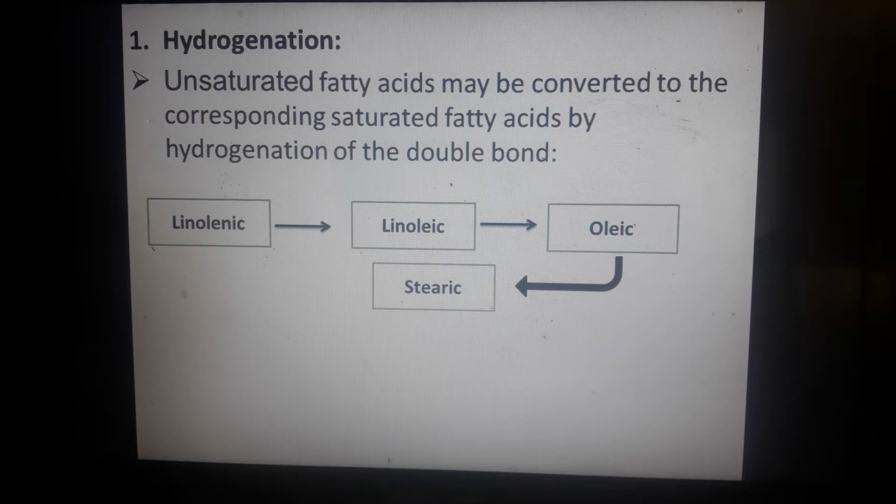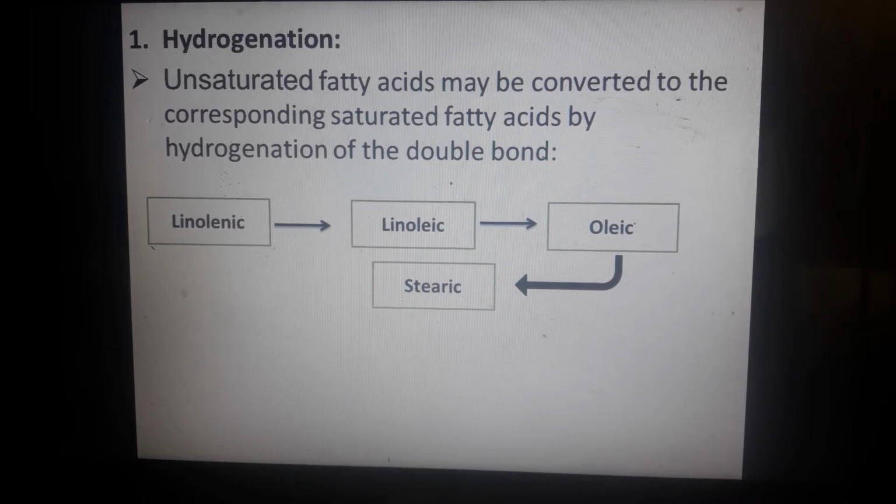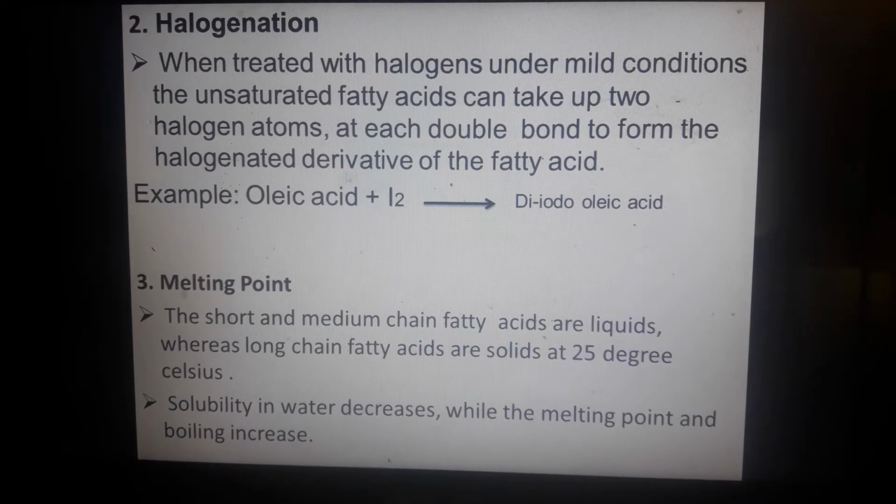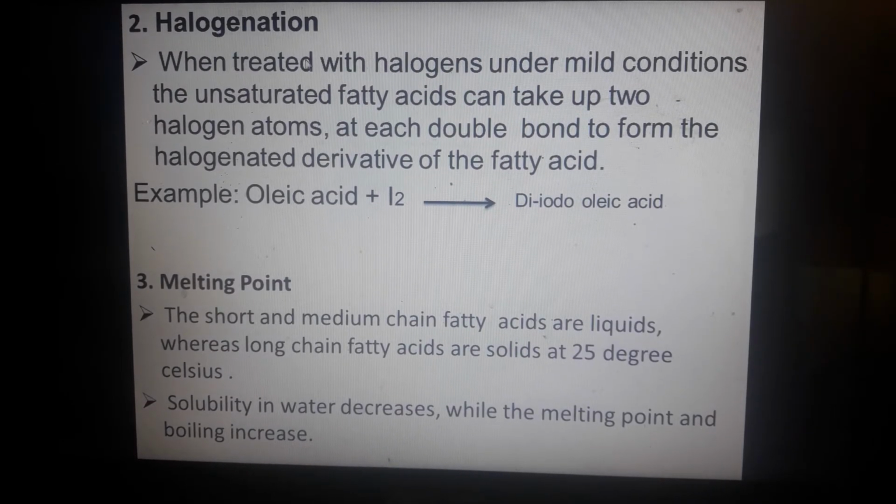So that is hydrogenation, meaning you add hydrogen at the double bond of the unsaturated fatty acids, meaning the product of that one is saturated fatty acids. Okay, the final product. Then we have here halogenation. When treated with halogens under mild conditions, the unsaturated fatty acids can take up 2 halogen atoms at each double bond to form halogenated derivative of fatty acids.